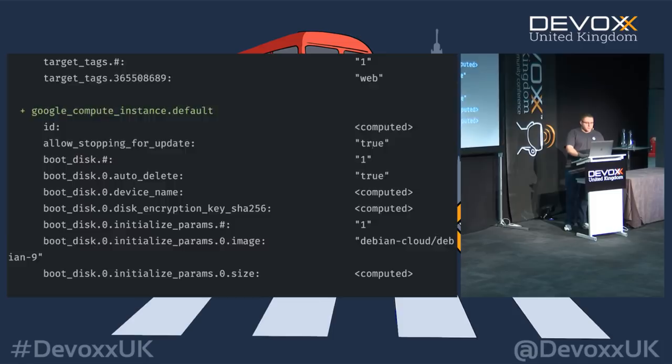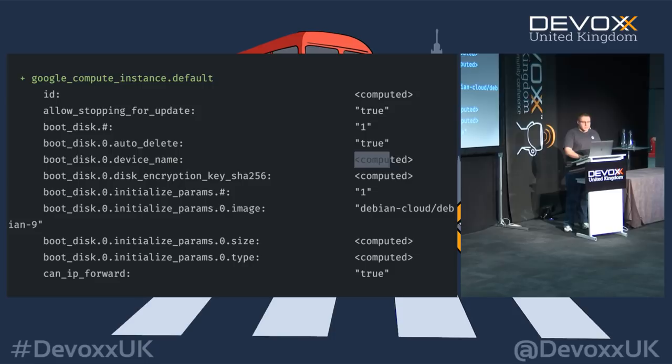And the same is true for the instance. It's going to create the instance. And you'll notice there's a lot of these things that look like these HTML computed tags. These are values that Terraform won't know until it creates the resource. So things like the public IP address or the private IP address, those are assigned by the cloud provider DHCP server.